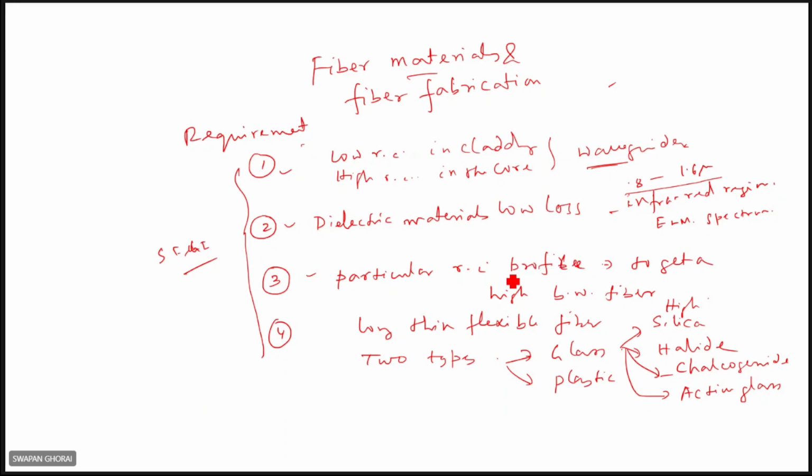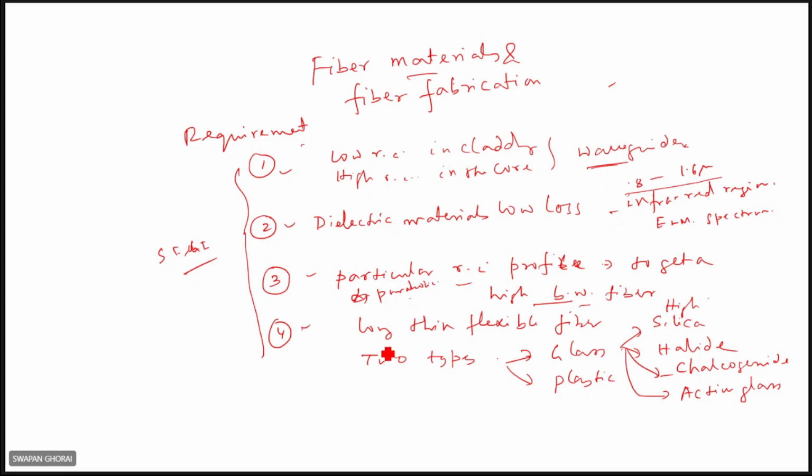We can create particular profiles within the core of the fiber to get a large bandwidth fiber. That profile can be an alpha profile, or linear. Alpha means a parabolic profile, which is widely used, or a linear profile, or the step index, which is a constant refractive index. So the material's property would be such that we can vary the refractive index as per the requirements. I mean, we can create a particular profile within the core of the fiber to get a high bandwidth fiber. That is the third condition.